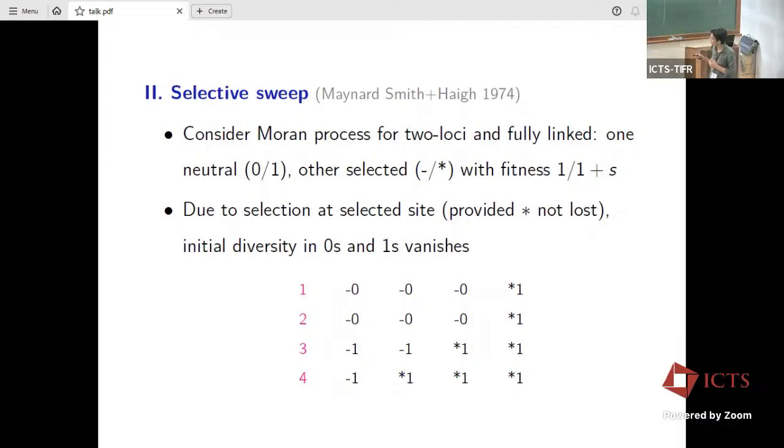s is positive. So due to selection at the selected site, if the star does not get lost, what would happen, very deterministically? So this is time, and these are the individuals. Let's say the star mutation came here, and then, because it does not get lost, it will spread in the population, and all the population becomes star 1, star 1, star 1. Initially, half the population had 0 and half had 1. So you had neutral variation in the beginning, but now you've completely lost it, right? That's the standard thing that we'd already heard in the morning.